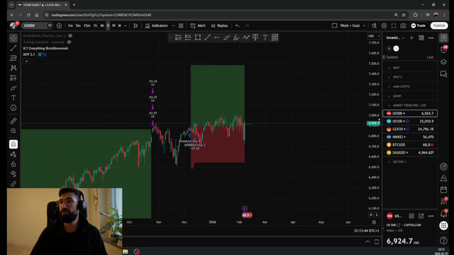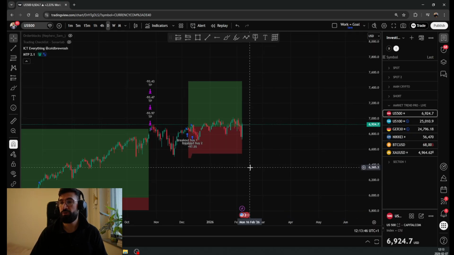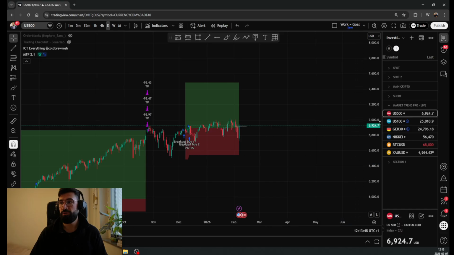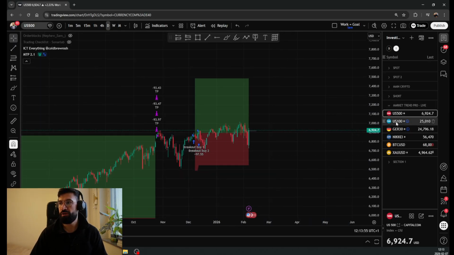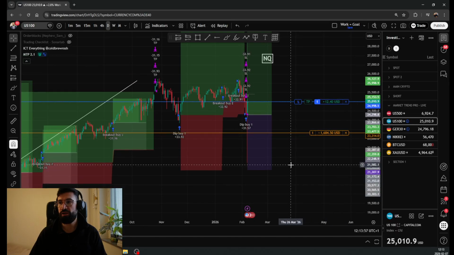So, just an update on the Market Trend Pro indicator I'm using. On the US 500, I didn't take these trades, I missed them unfortunately. On the NASDAQ, I took the dip.